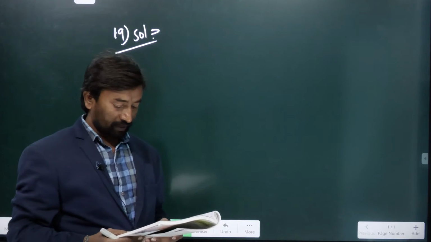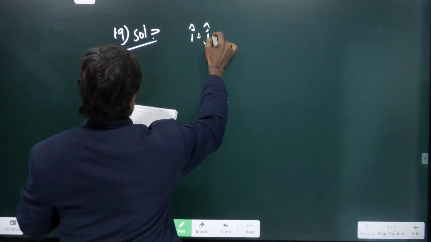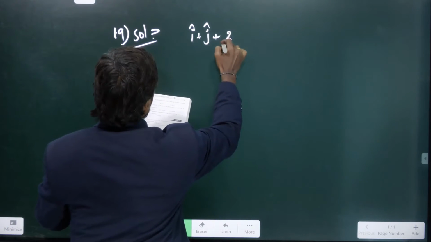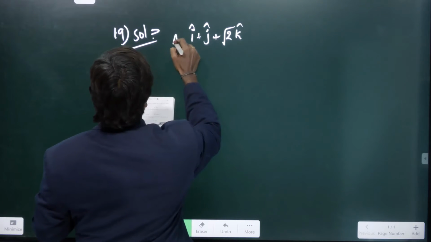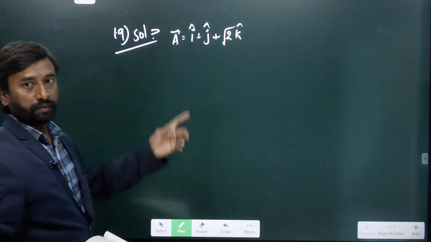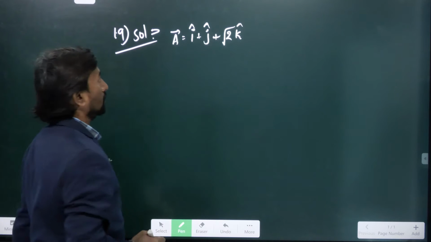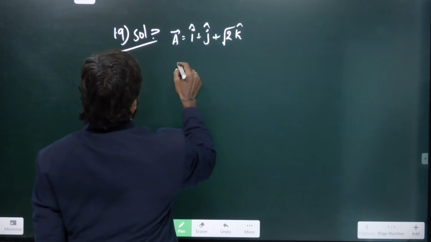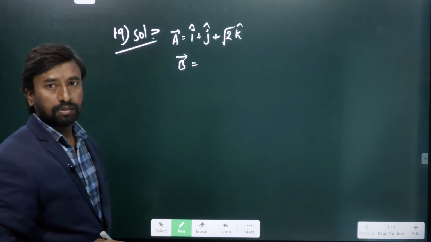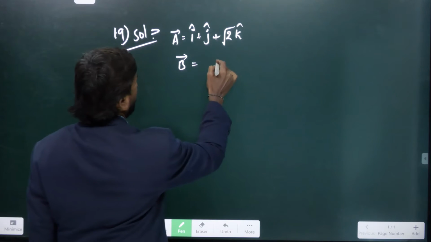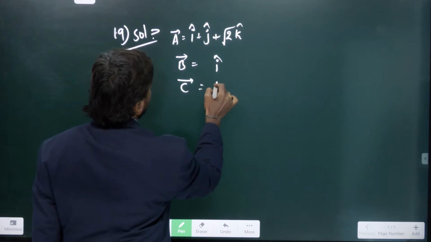The angle which a vector i cap plus j cap plus root 2 k cap. Let us consider this given vector as a bar vector. Consider the given vector a bar, and it is making angles with the x axis, y axis, and z axis. Let us consider b bar as the unit vector along the x axis, that is i cap, and c bar vector as j cap.